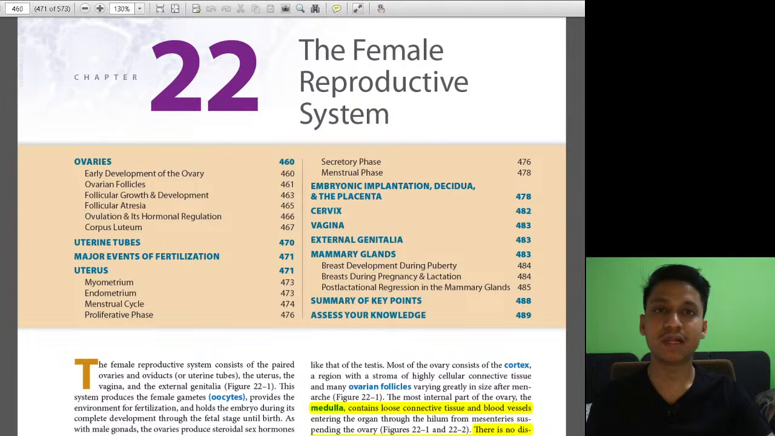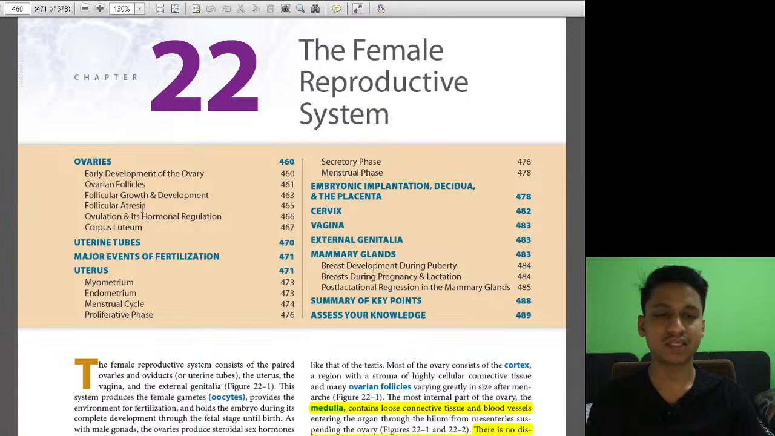Let's check the female reproductive system. So we have this chapter, female reproductive system. We're going to study about the ovaries, the uterine tubes, and the major events that take place in fertilization. We'll study the uterus and see how the uterine thickening takes place during the menstrual cycle. We will see the embryonic implantation after fertilization, what the decidua is, and what the placenta is. We will also study some organs like the cervix and vagina.